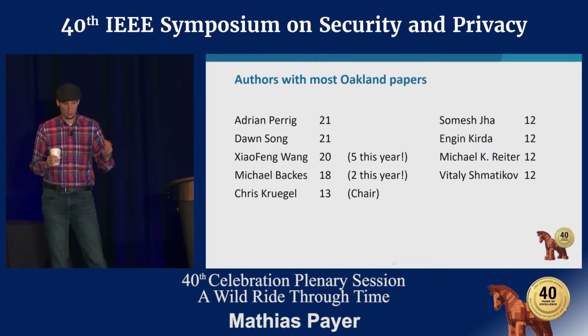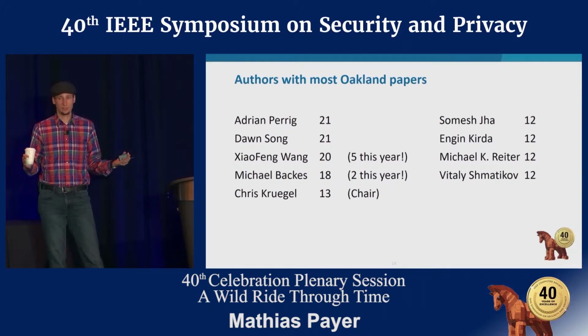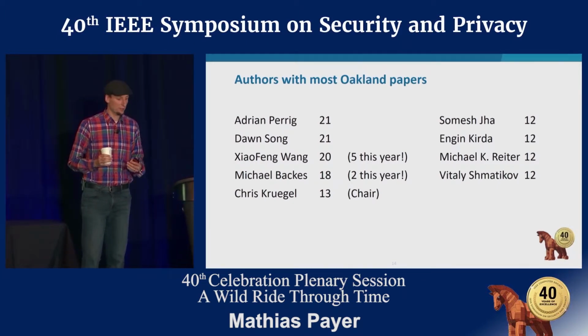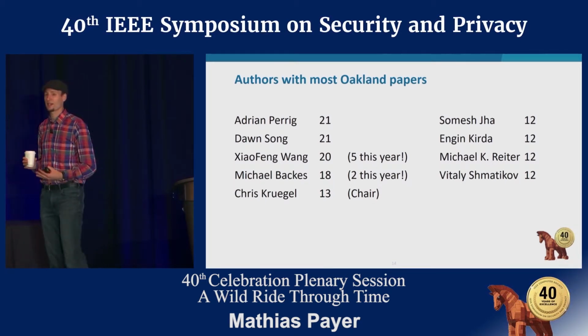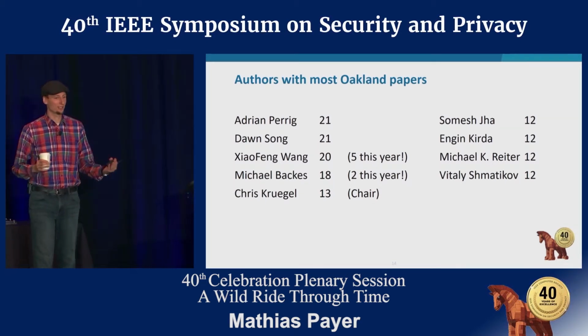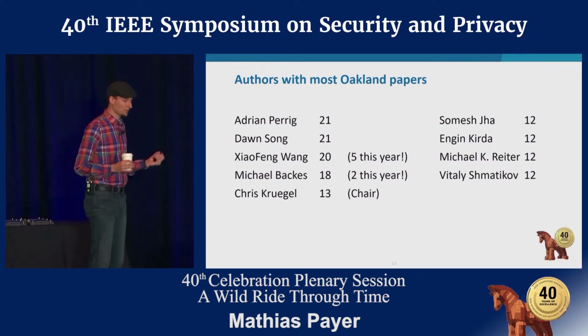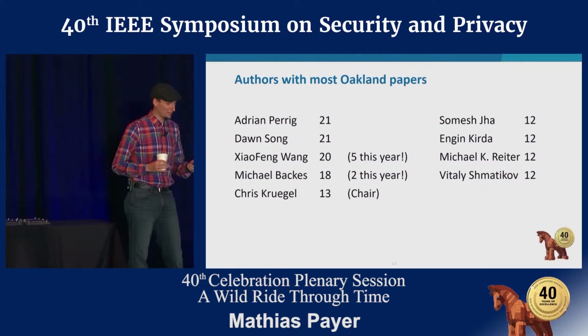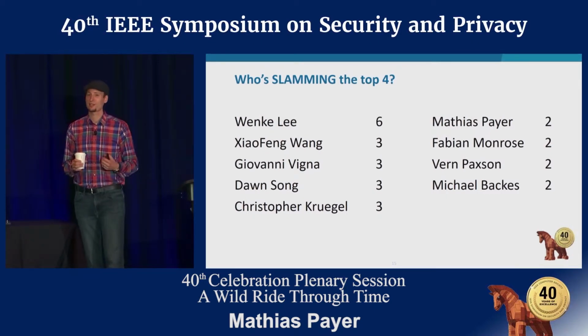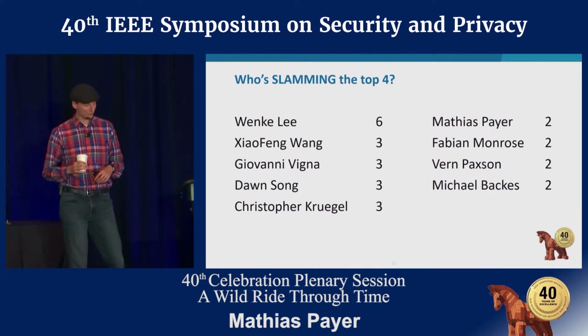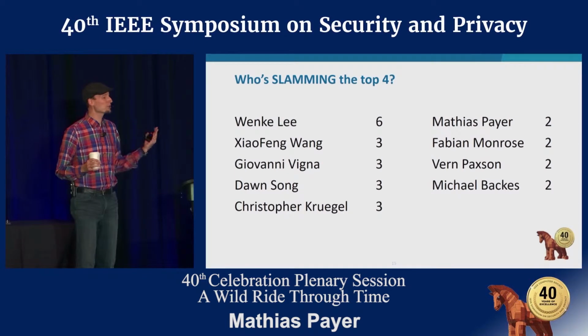Now, while I was doing statistics, I wondered, well, this is all nice and great, but how can I make myself look better? I had to figure out what kind of statistics I have to apply to actually look good and show up in these rankings as well. So I found one ranking where I'm actually on the list as well, and that's the number of slams, especially if you look at other conferences as well. So who's slamming the top 4?